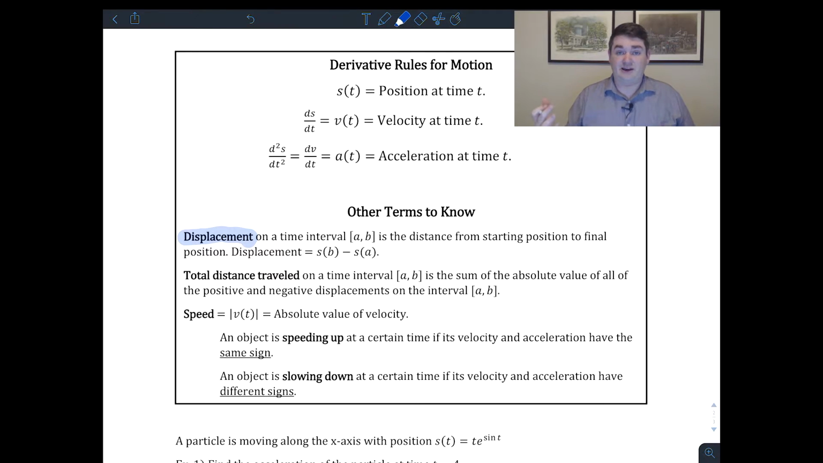Speed is the absolute value of velocity. So if you think about our velocity graph up above, the speed graph would look like an absolute value graph. It would look like a v.